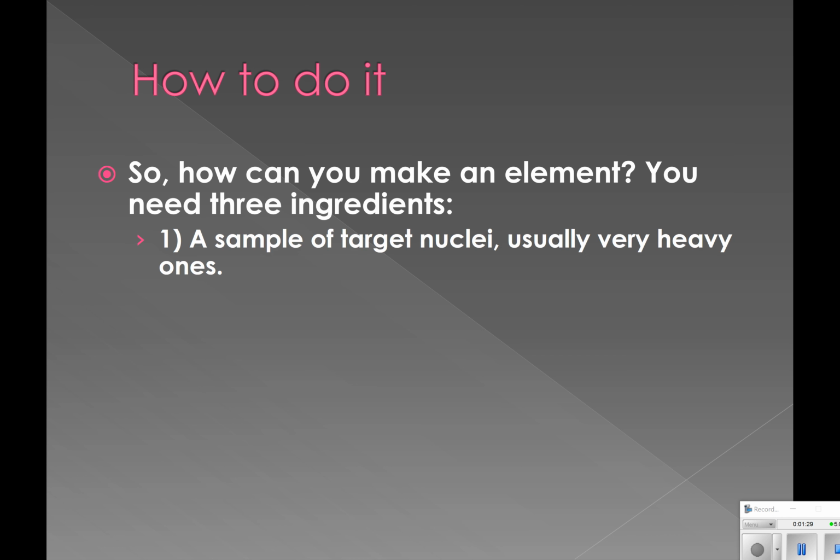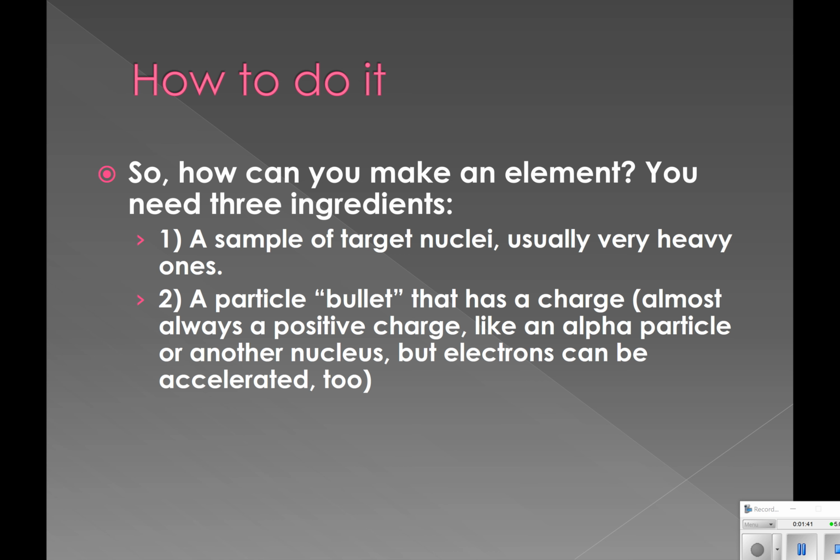Well, we need three ingredients. One, we need a sample of target nuclei, usually a heavy element that we can use to try and combine with something else to produce a heavier element beyond what we started with. And we're going to do that with the assistance of a particle bullet, which has to have a charge, and we'll learn in the video exactly why, which is generally going to be a positive charge, like an alpha particle, which is a charged helium atom, or some other nucleus as well.